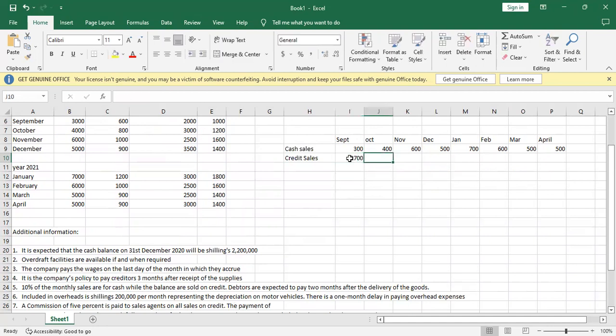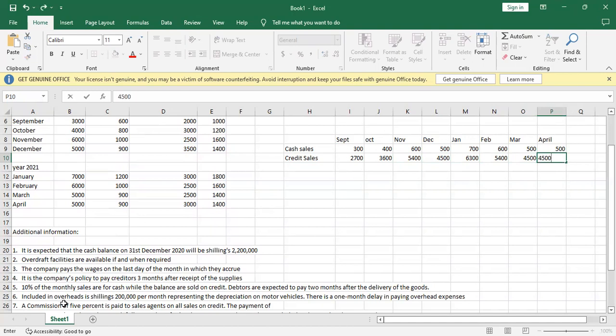4,000 minus 400 will be 3,600. 6,000 minus 600 will be 5,400. 5,000 minus 500, 4,500. 7,000 minus 700 is 6,300. Then 6,000 minus 600 is 5,400. 5,000 minus 500 is 4,500. And 5,000 minus 500 is 4,500. So I got my credit sales.